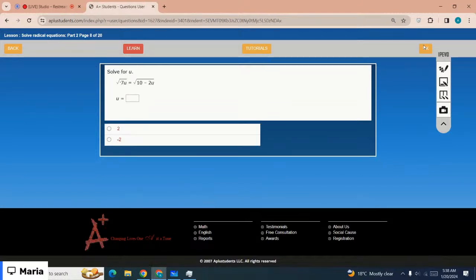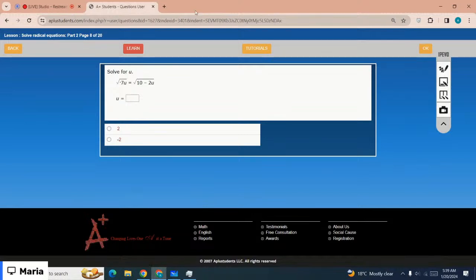The next one is solve for u, that is square root negative 7u equals square root 10 minus 2u. So which is the correct option? The correct option is, yes, it is negative 2, right?